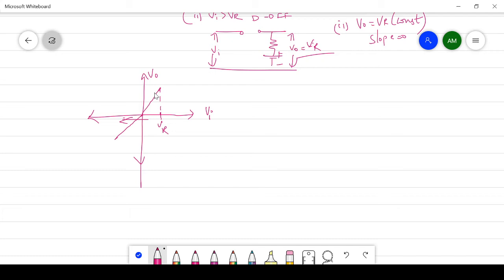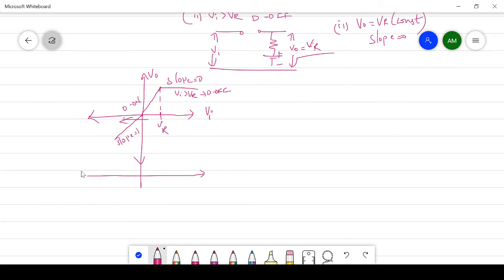So above the reference voltage we can get the slope is 0. So slope is 0 when Vi is greater than VR. In this condition diode is off, so here the diode is on, slope is 1. So this is the conducting portion.